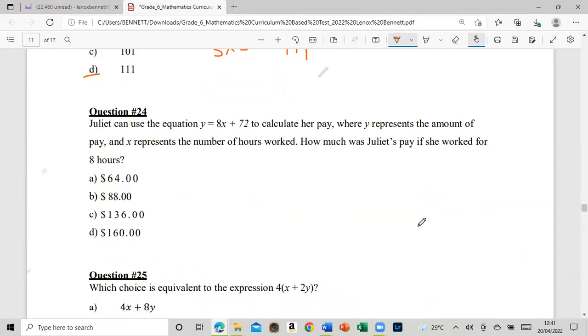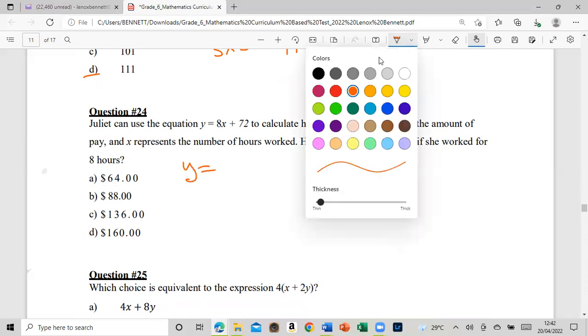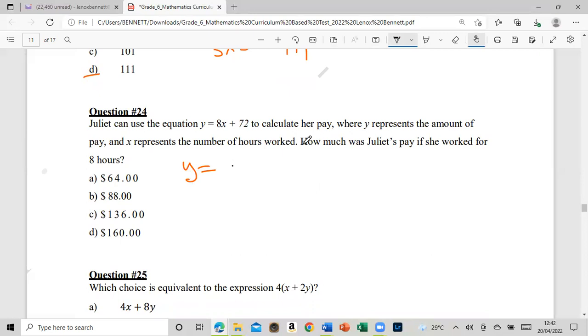All right. Juliet can use the equation y equals 8x plus 72 to calculate her pay, where y represents the amount of pay and x represents the number of hours worked. How much was Juliet paid if she worked for 8 hours? All right, so let us examine it. It says that y represents the amount of pay, so we're searching for the pay. I'm going to change back to black, I don't like this color, too bright.